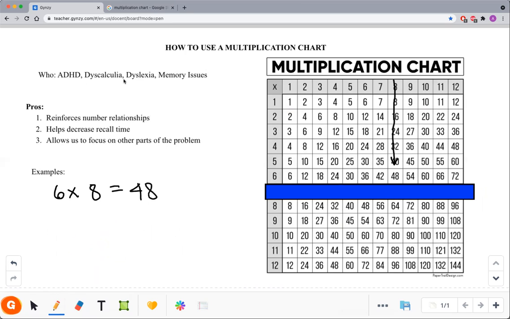It's going to benefit kids with dyscalculia, because dyscalculia is essentially dyslexia, but with numbers. And then there are many students that just are classified as having memory issues, short-term memory deficiency, long-term memory deficiency. Multiplication charts will help. It is a great tool to help build up those skills. So I highly recommend it.